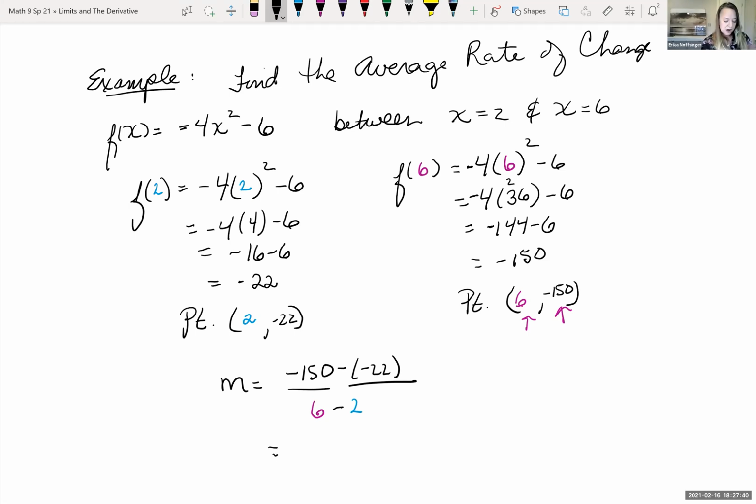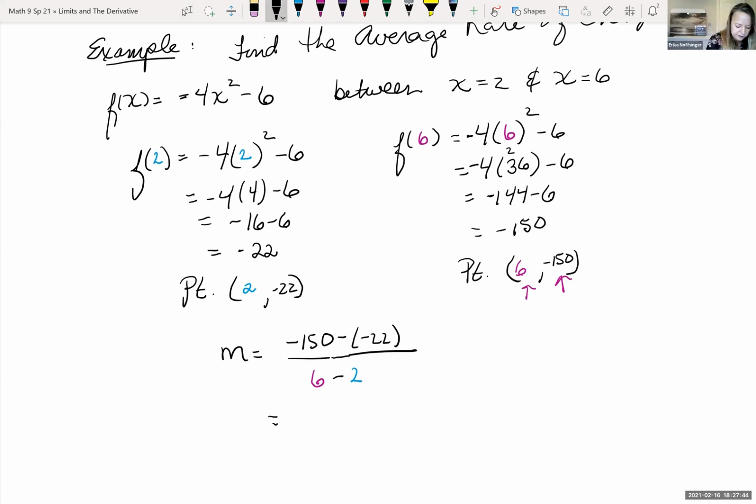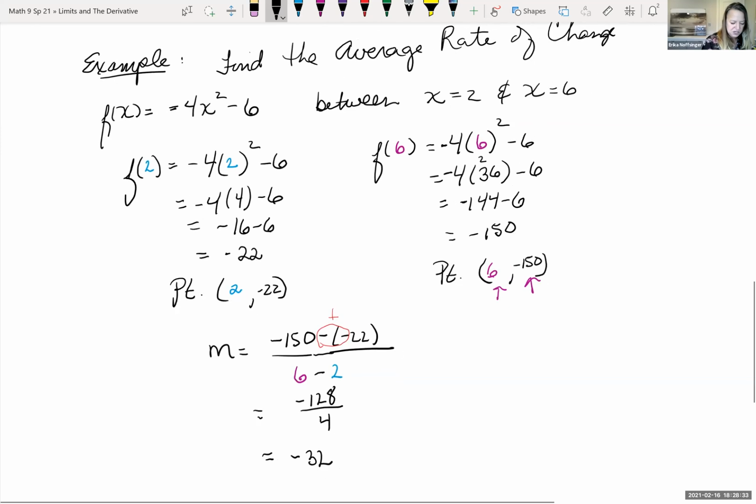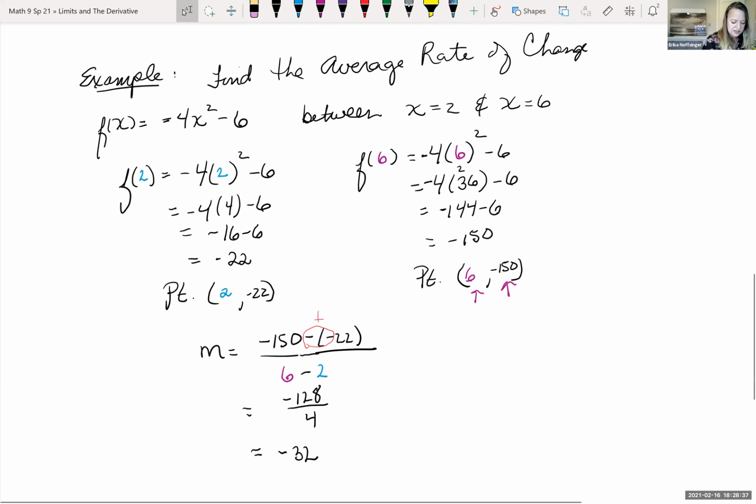So order of operations: treat the numerator as a parentheses and the denominator as a parentheses, and then we do the division. We have negative 150 really plus, because a minus and a negative is plus. So 150 minus 22, could have done this in my head, that's 128. So that's going to be a negative 128 in our numerator, all over 6 minus 2, so 4. And 4 goes into that evenly. Negative divided by positive is negative. 4 goes into 12 evenly 3 times, and 4 goes into 8 evenly twice. So negative 32. So the average rate of change between those 2 x values is negative 32.